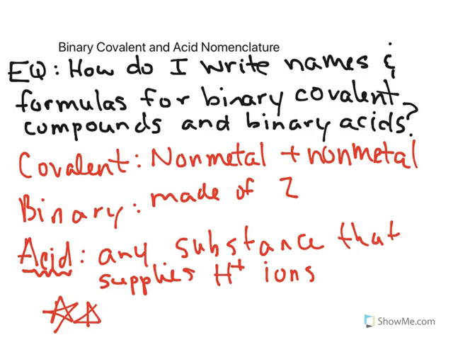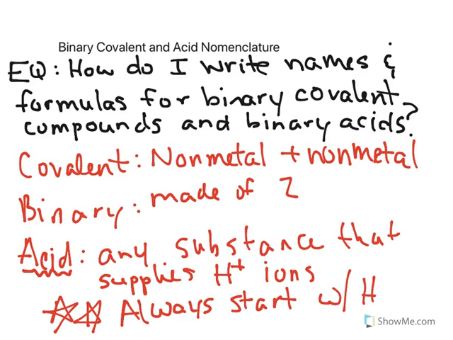So the key with acids is that they always start with hydrogen. Every time. Acids are always going to start with hydrogen. So when we're doing binary covalent nomenclature, if it starts with hydrogen, we're going to use acid rules to name it. We're not going to use the binary covalent rules for it. So we're going to keep those two things separate. So let's start with binary covalent because I think you'll like it. It's pretty easy. All right, so binary covalent.